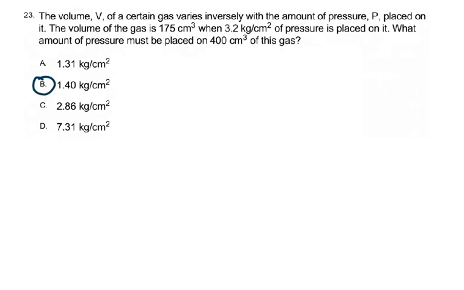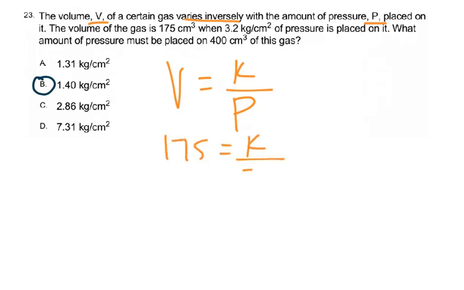All right, and then here's the last one. The volume varies inversely with p, so it's k divided by p. All right. So if the volume is 175 when p is 3.2, I'm going to multiply by 3.2 on both sides. 3.2 times 175, I get that k is 560.